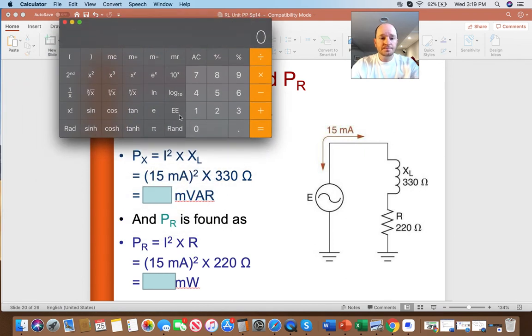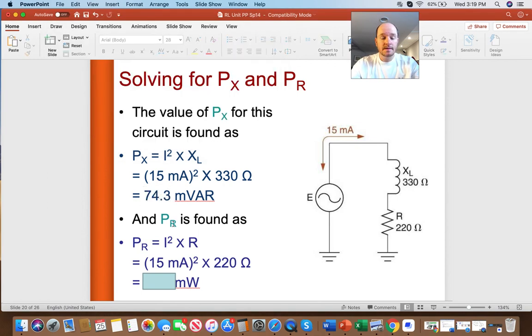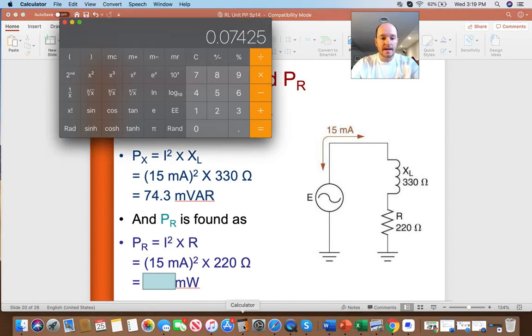We're going to do 0.015, because it's in milliamps and we want to convert it to amps. Square it, times 330. Hit equals. And here we're saying that we're getting about 74 VARs, milliVARs. Let's see how that comes out to be. Hey, look at that. Nailed it, knocked it out of the park as expected.